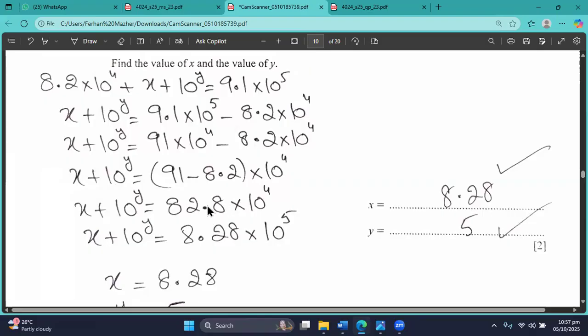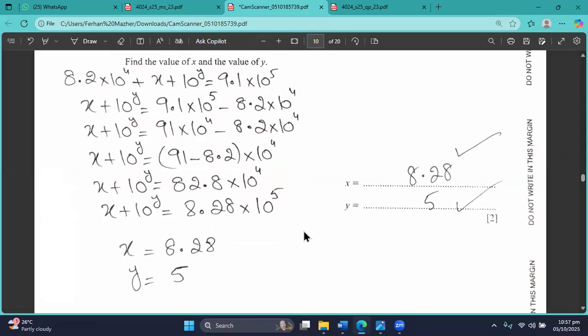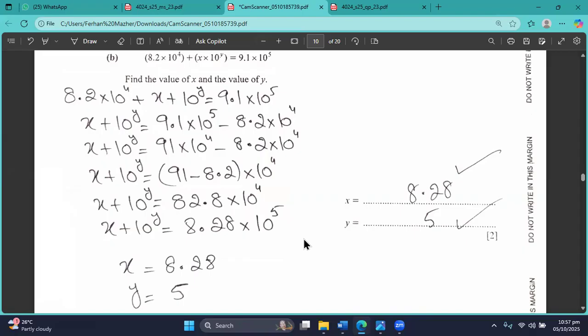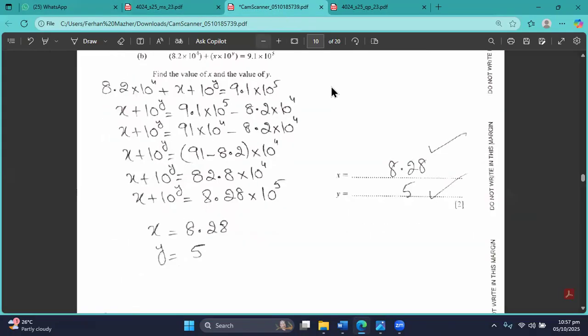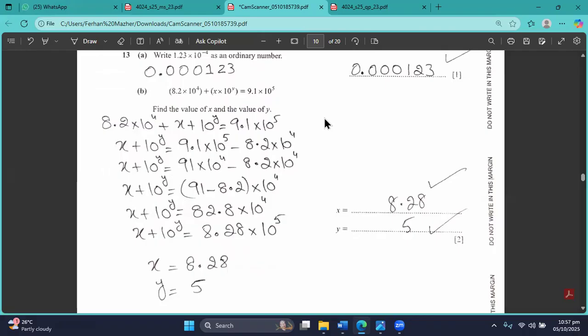This is not the standard form, so I will move this decimal one step to the left. So this power will become 5. Now this is in the standard form. This is also the standard form. So this is equals to the x, and this power is equals to the 5. So x is 8.28, and the y is equals to the 5. So this is how this is done. Okay. So let's check 8.28 and 5. I hope you understand this. This is question number 13.